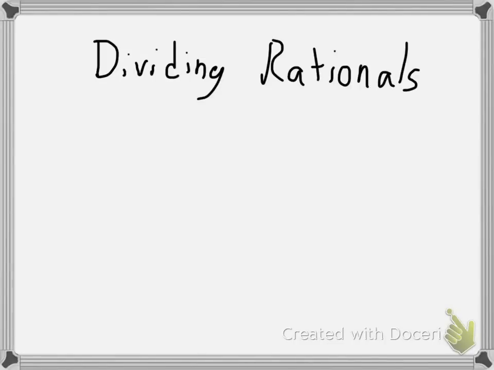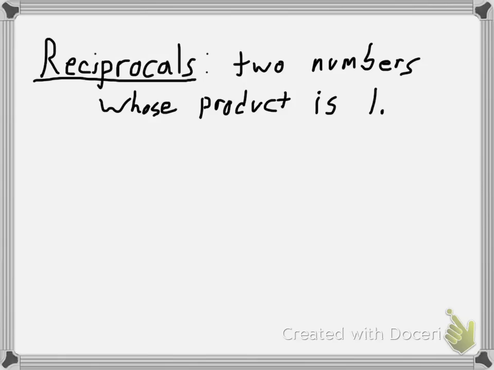Okay, so for this lesson we're going to be looking at dividing rationals or dividing fractions. So let's take a look. First thing we need to know is a vocab word. The word is reciprocal. Okay, reciprocals are when two numbers whose product is 1.